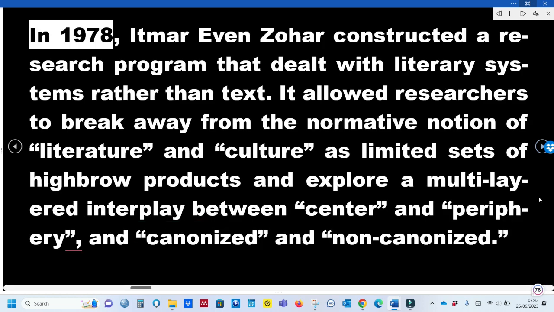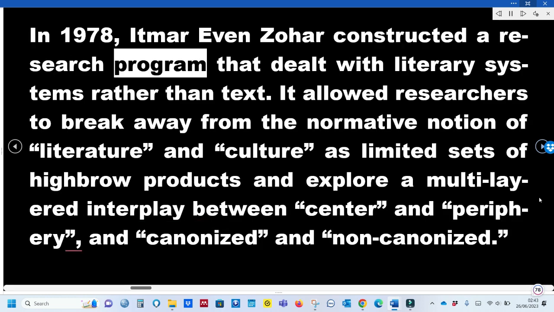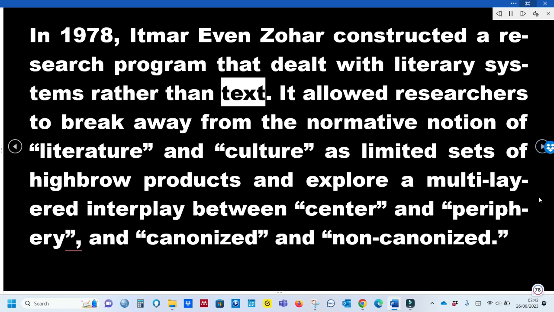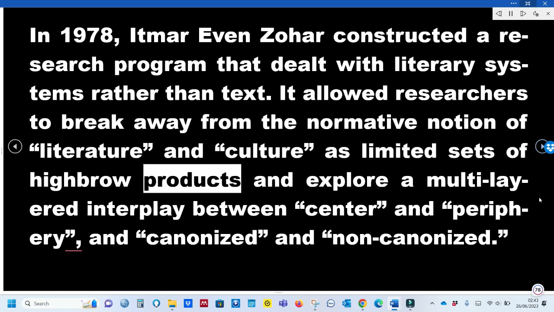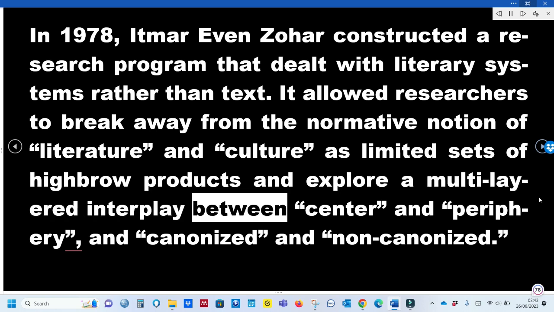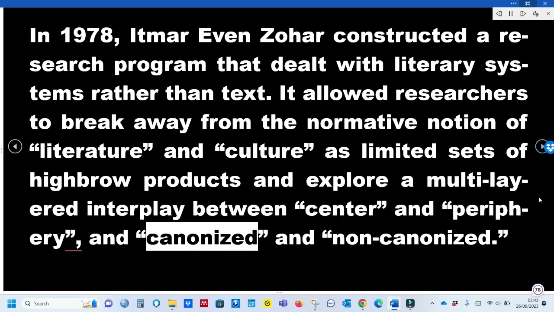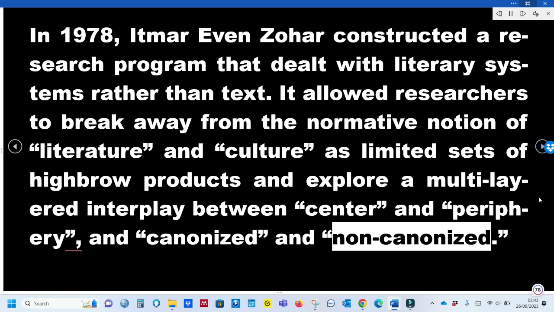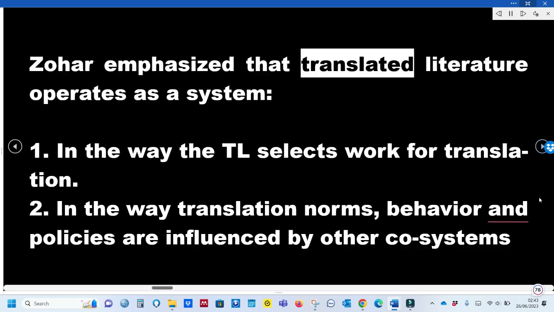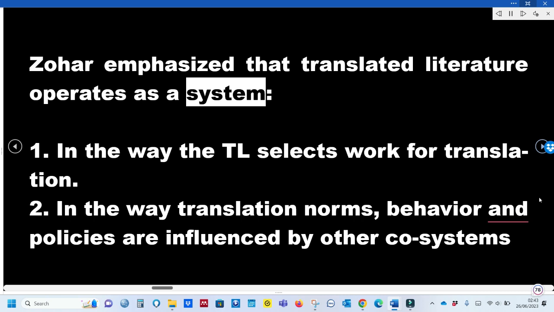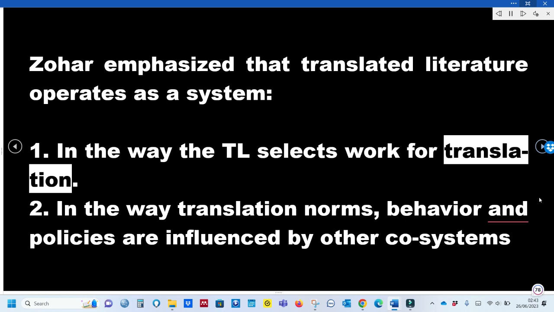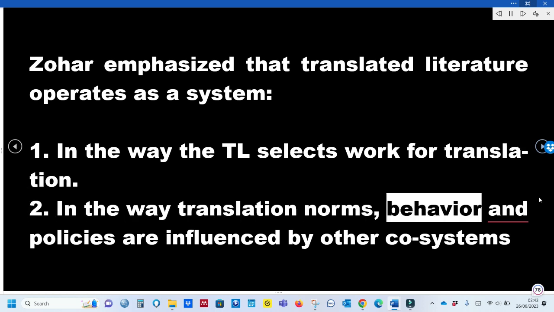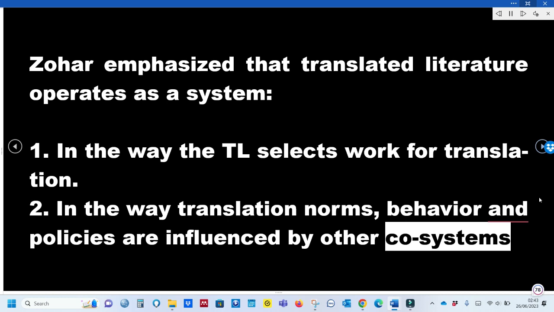In 1978, Itamar Even-Zohar constructed a research program that dealt with literary systems rather than text. It allowed researchers to break away from the normative notion of literature and culture as limited sets of highbrow products and explore a multi-layered interplay between center and periphery, and canonized and non-canonized. Zohar emphasized that translated literature operates as a system: 1. In the way the TL selects work for translation. 2. In the way translation norms, behavior, and policies are influenced by other co-systems.